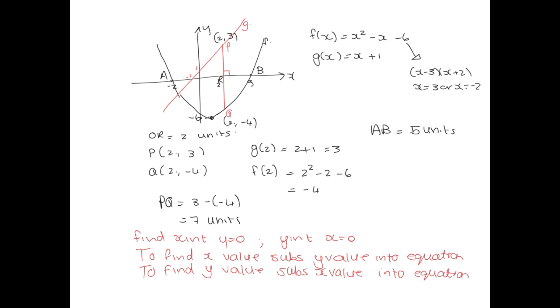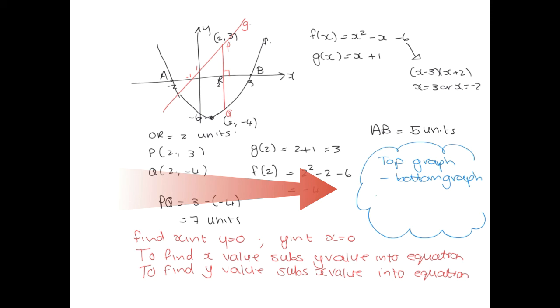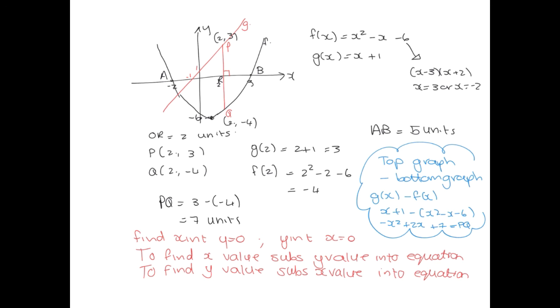All right. So remember, vertical length is always top graph or top y value minus bottom y value. And if it was just in terms of graphs of a vertical length, you say top graph minus bottom graph. Okay? And this is very important when we're talking about maxima and minima in calculus. And in this case, the top graph is g, so you'd say g of x minus f of x. And you get a new equation, so you'd say x plus 1 minus, in brackets, x squared minus x minus 6. And remember, you always use your brackets. So it becomes minus x squared, x plus x is plus 2x plus 7 is my new equation of PQ.